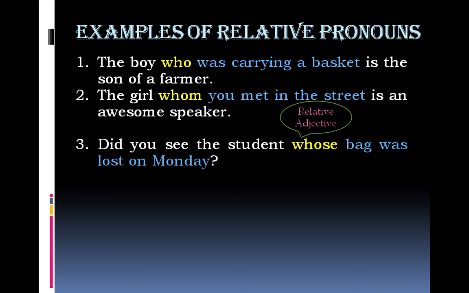So, because of its function, it can also be called a relative adjective. Whose is a relative pronoun because it has been used in place of a noun in possessive case, and you can also call it a relative adjective because of its function. It's functioning as a noun modifier. It's the choice of the paper setter, the examiner, whichever correct option they make a part of your MCQ.